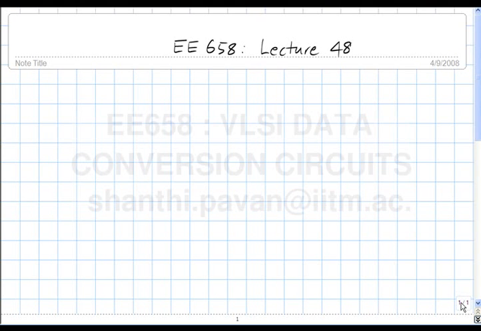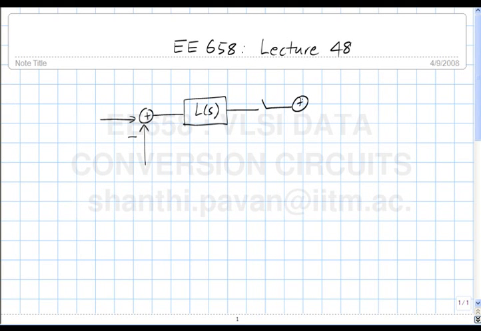This is E658 lecture 48. Yesterday we were looking at some aspects of continuous time delta sigma modulators, and we identified excess delay as one potential problem with such modulators.